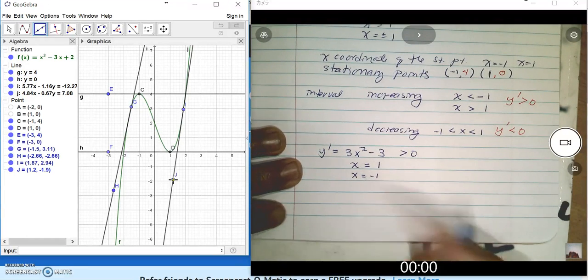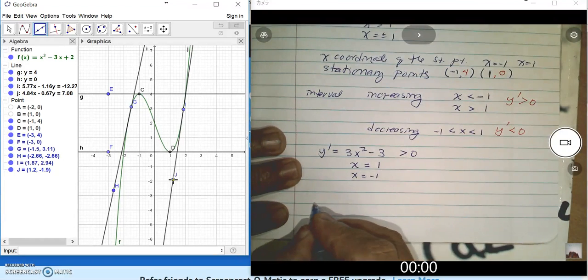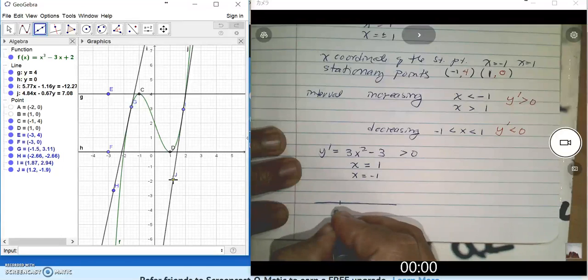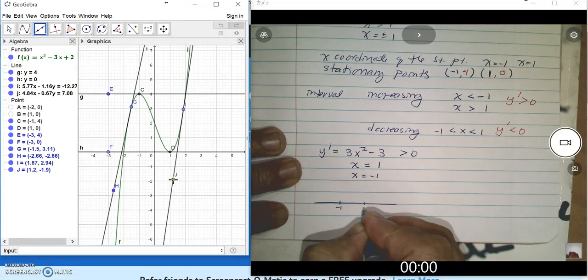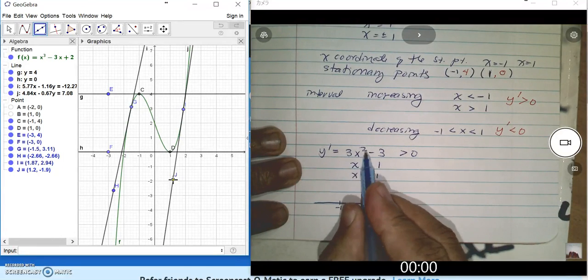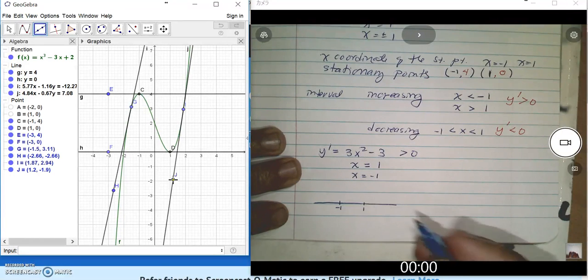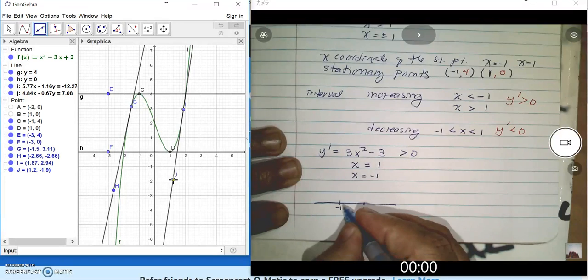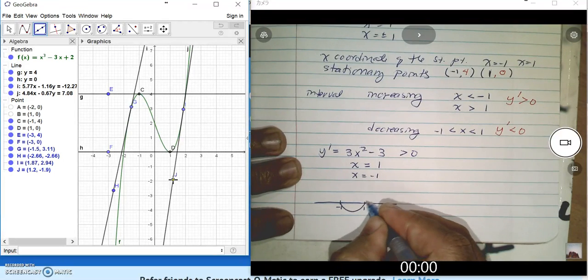So when we sketch this on the real number line, you need to look at your -1 and you need to look at your 1. And as you can see, it opens upward because the number before x squared is positive. So it opens upward like that.